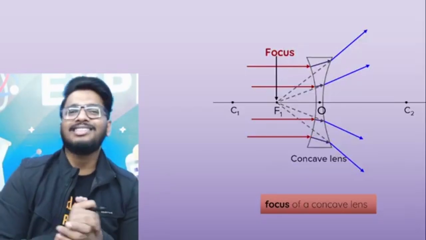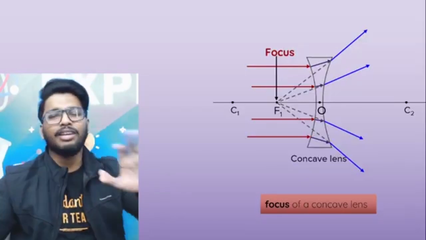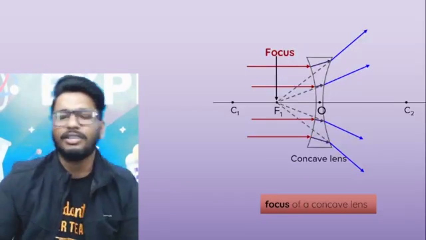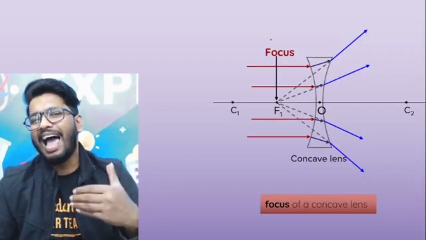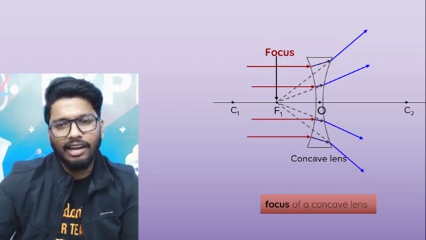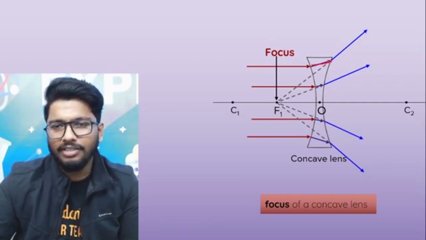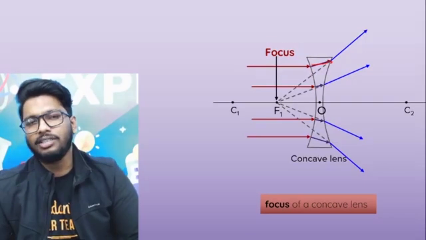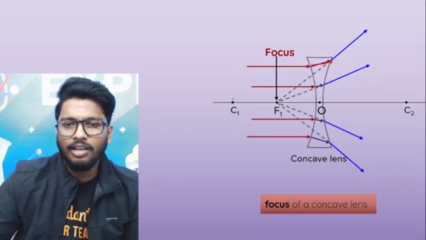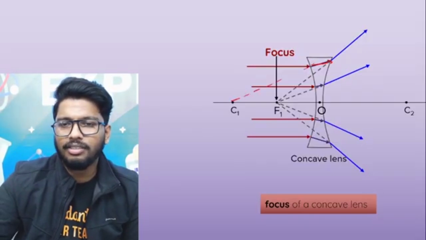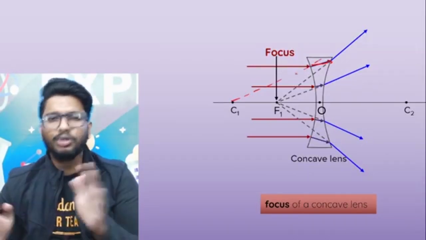Alright, next one is the concave lens. The exact same thing, but in a concave lens it's a little different. Why? Because the rays of light are not actually meeting. What happens? It undergoes refraction and goes away, because again it's traveling from a rarer medium into a denser medium. It goes towards the normal. So here the normal would look like this. This is how the normal would be. So it's moving towards the normal.